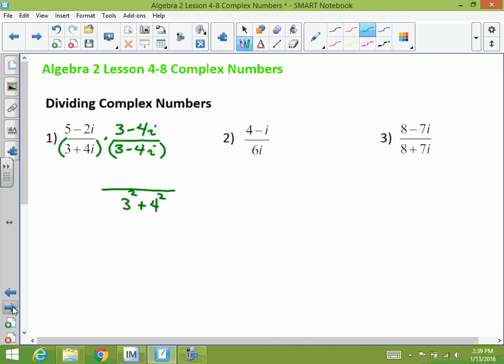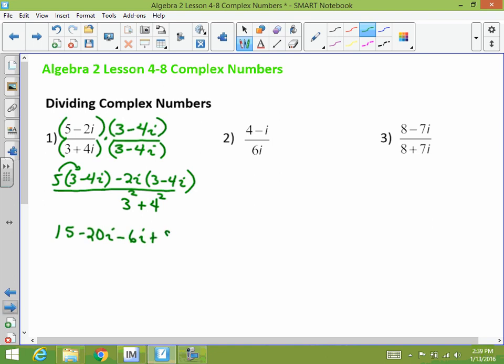So there's my denominator. My numerator, I'm going to have to multiply out by distributing. So that becomes 5 parentheses 3 minus 4i minus 2i parentheses 3 minus 4i. And now I'm going to actually do the math. So this would become 15 minus 20i minus 6i plus 8i squared all over 9 plus 16, which I will simplify in a minute.